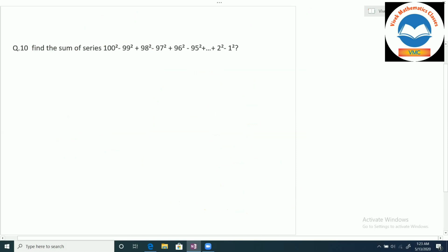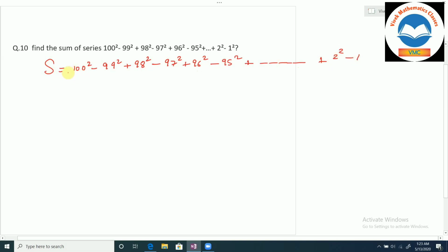Find the sum of the series. We have been given 100 square minus 99 square plus 98 square. This sum we need to find. S equals 100 square minus 99 square plus 98 square minus 97 square plus 96 square minus 95 square, plus, at last, what are we getting? 2 square minus 1 square.